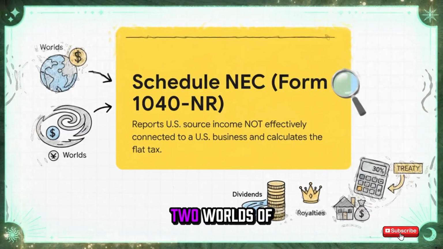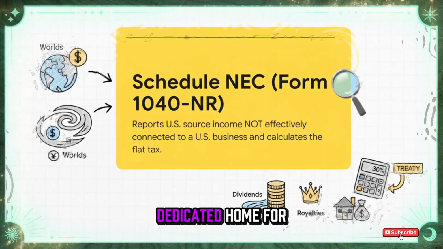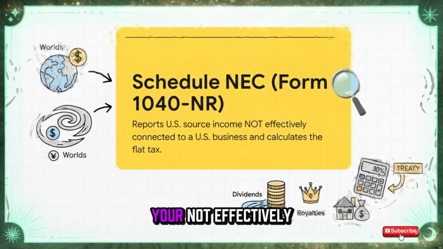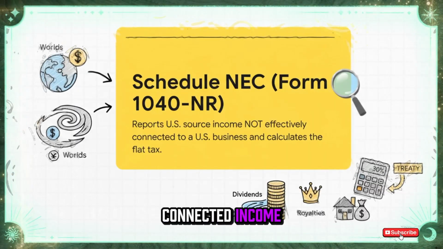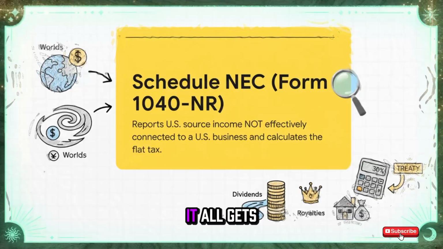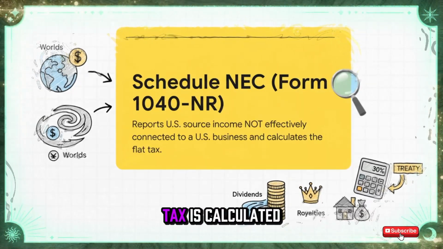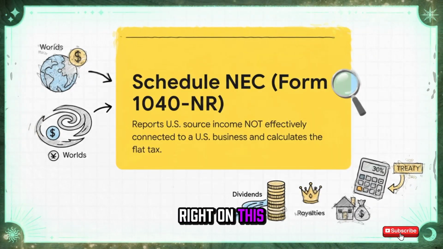Hey, remember those two worlds of income we talked about? Well, Schedule NEC is the dedicated home for that second world, your not effectively connected income. All your US dividends, some interest, royalties, it all gets listed here, and that flat 30% or treaty-based tax is calculated right on this page.